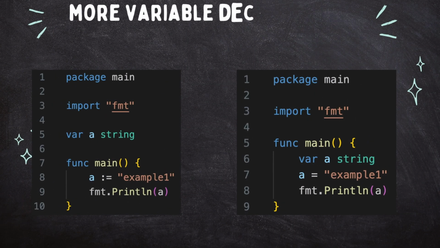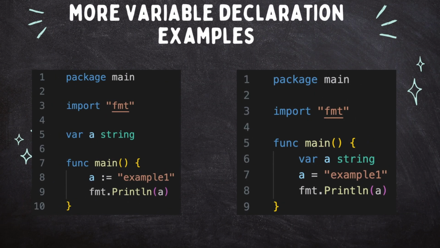Let's discuss some more variable declaration examples in Go. In the first example on the left hand side, you can see that the variable is declared outside the function, which is a valid statement, but the value of the variable is assigned inside the function. Let's move on to the next example on the right hand side. In this example, you can see that the variable declaration is a different statement and the value assignment is also a different statement.